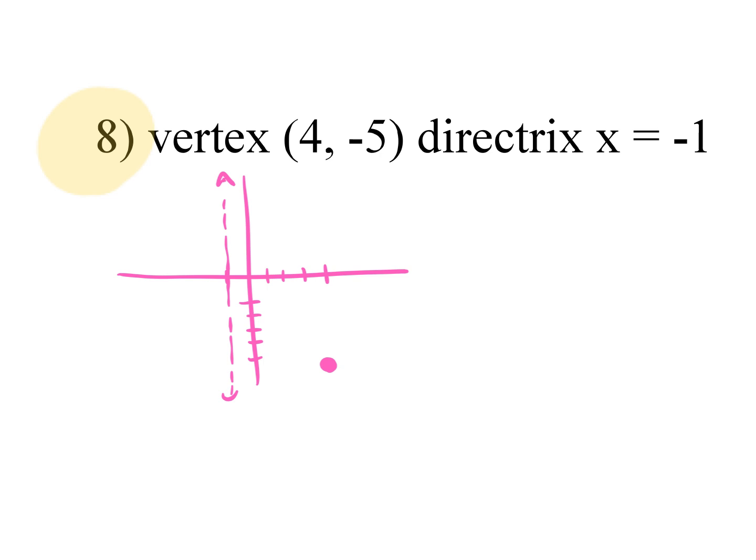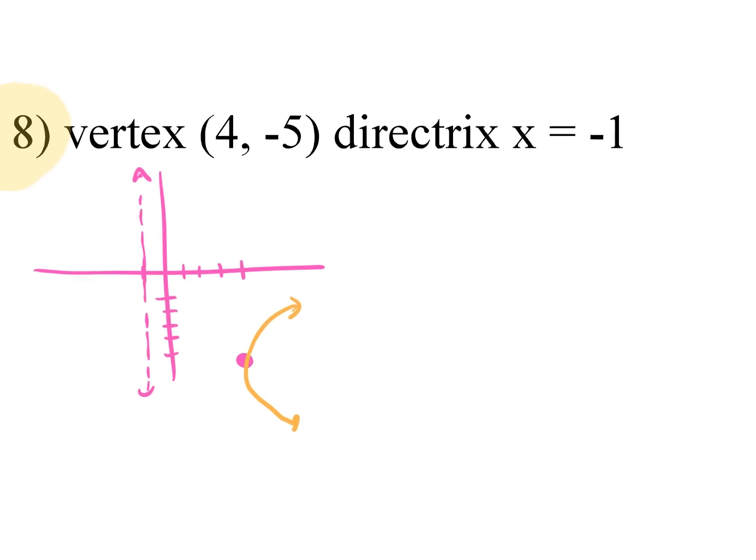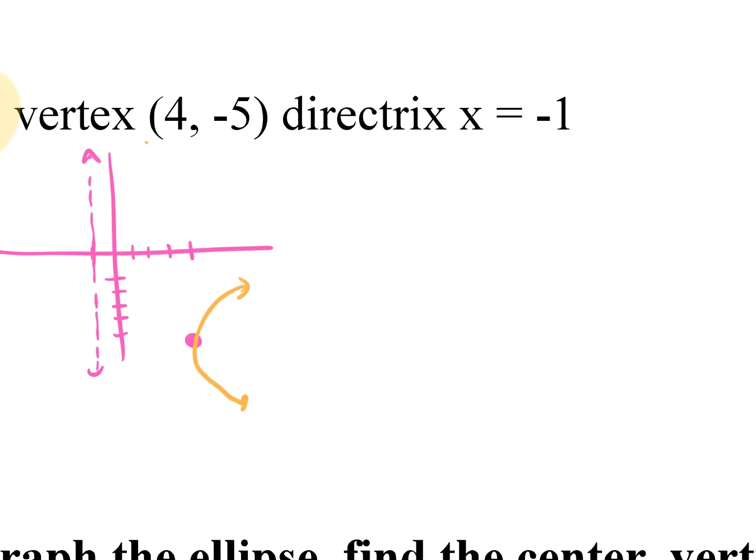Which direction is our parabola going to open? Up, down, left, or right? Remember, it opens away from the directrix, so it's going to open to the right. Perfect. And if it opens to the right, is it x squared or y squared? Y squared. So here, because our vertex is not at 0, we actually have a point for our vertex.